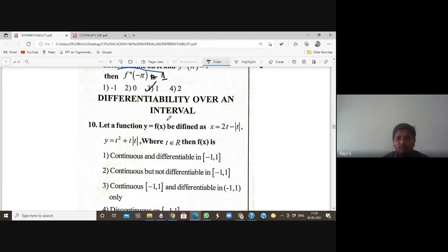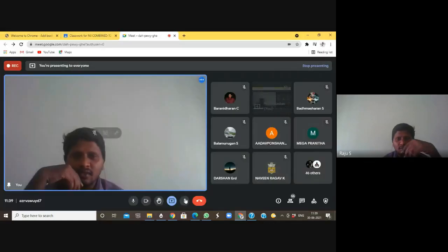Coming to question number 10, the question is related to modulus t. We can split it into two functions: y is equal to f of x. Parametric equations are given. Finally, we have to check that f of x is continuous and differentiable in the closed interval, but continuous but not differentiable. Let us see this question next class.